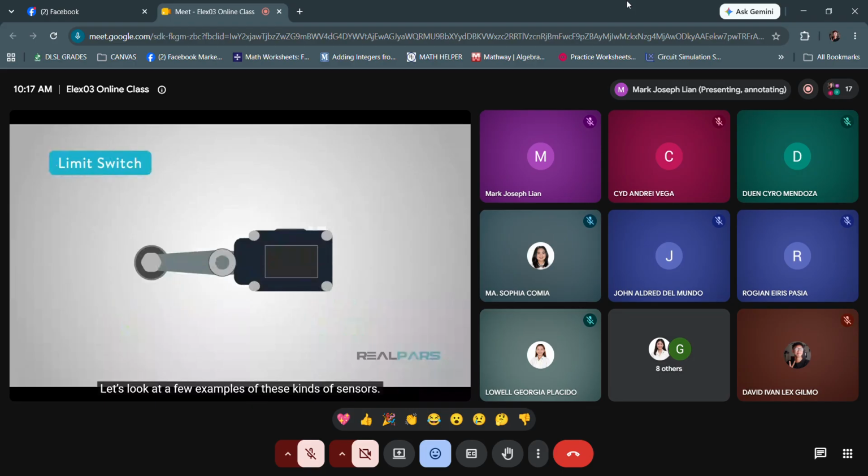Let's look at a few examples of these kinds of sensors. First, as mentioned before, mechanical switches of various kinds are still around. Limit switches are still used in ugly, dirty environments thanks to their armor-plated construction. One big reason they've become less popular over the years is that they're huge compared to many of the other sensors available.